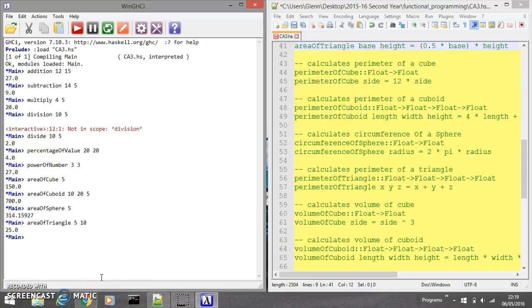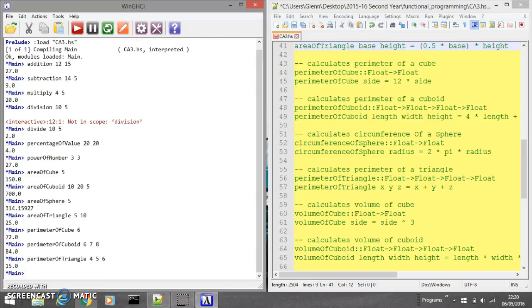Next I'm doing perimeter of a cube. Perimeter of a cube, I'll use the side 6, which is 72 it'll return. Perimeter of a cuboid, if I use 6, 7 and 8, it'll give me the result of 84, which it does. Next I'll do the perimeter of a triangle. 4, 5 and 6, I'll give you an example, it should return a 15, which it does.